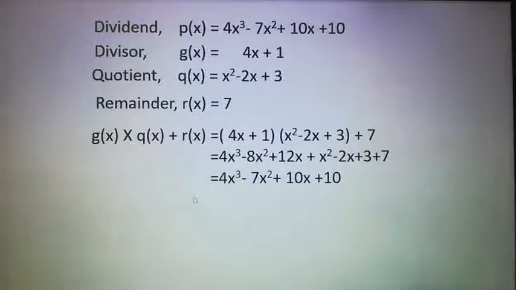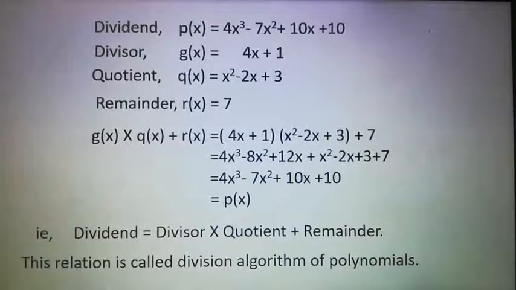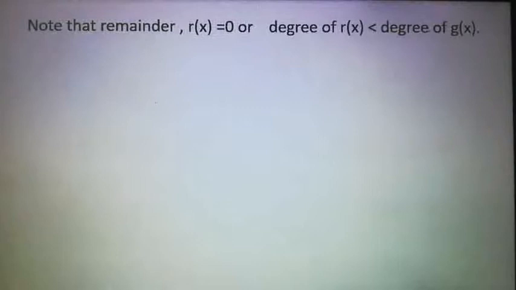So this relation is true for polynomials also, that is, dividend is equal to divisor into quotient plus remainder. The same relation existing in the case of numbers is also valid for polynomials. So this relation is known as the division algorithm of polynomials. So remember the division process and this division algorithm. Now you will have a better analysis here.